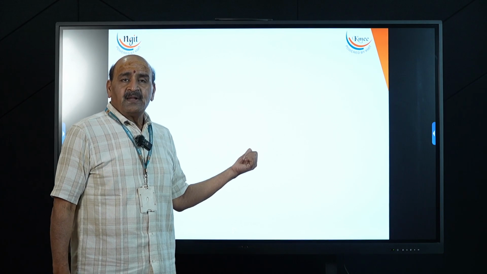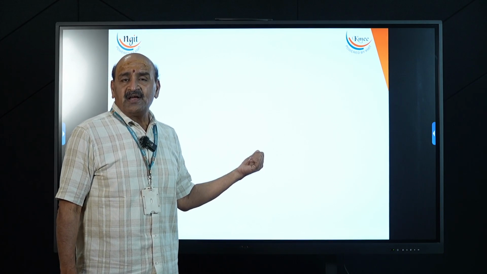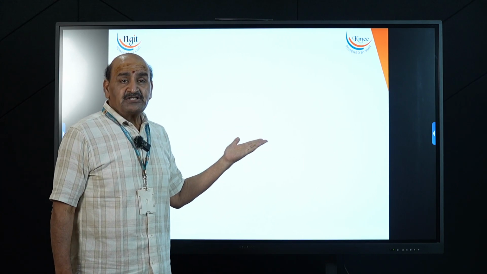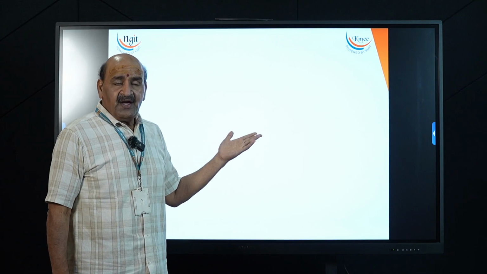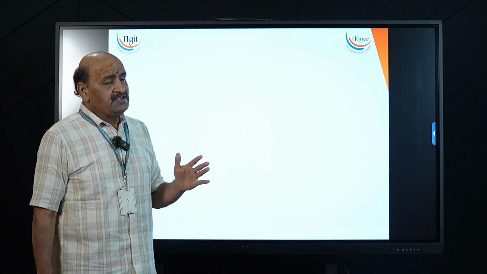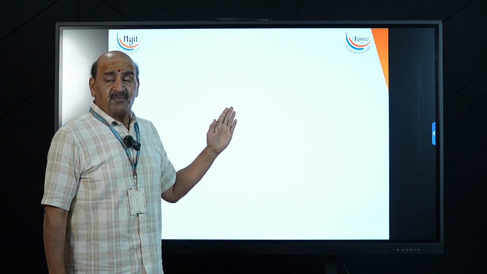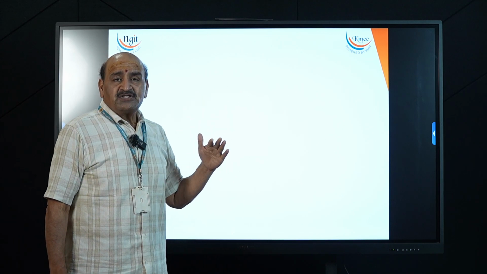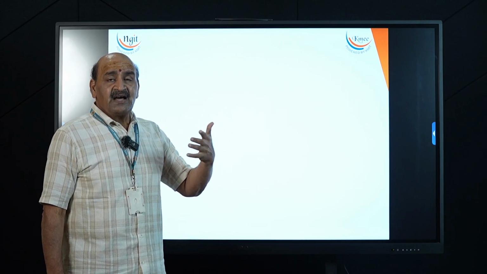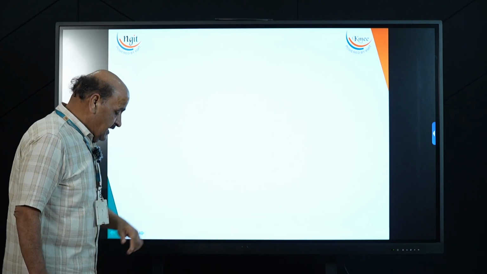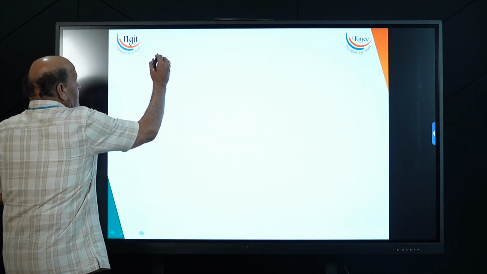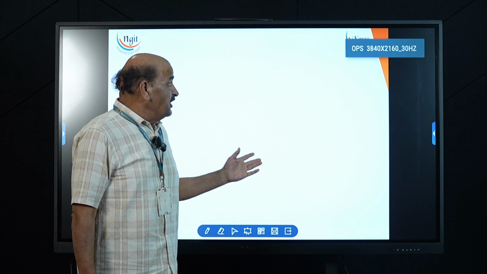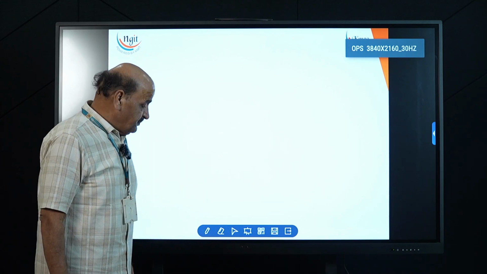Our KMEC comes under the affiliation of Osmania University. Like all other subjects, this signals and systems subject too is divided into 5 units, unit 1, 2, 3, 4, 5. Now we are going to discuss from unit 1 onwards. Before entering into unit 1, we have to make some introduction to signals and systems. Now let us start the introduction to signals and systems.